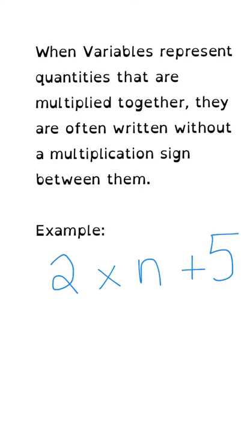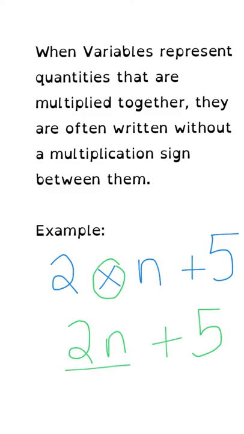When we start looking at algebraic expressions, variables that represent quantities that are multiplied together are often written without a multiplication sign between them. So in the last example, we had 2 times n plus 5. So the way we're going to write it now would be 2n plus 5. So we no longer put the multiplication symbol. We just have it as 2n. So this means 2 times a number plus 5.